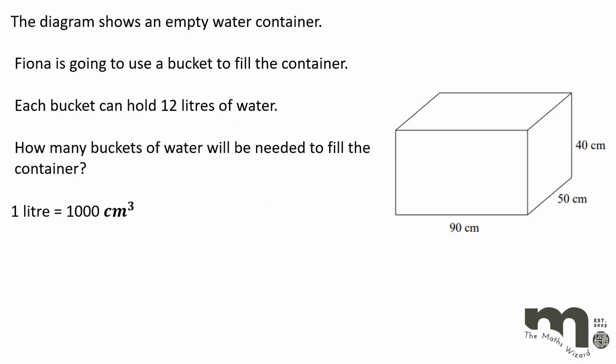Right, next one then, we've got a diagram showing an empty water container. Fiona's going to use a bucket to fill the container. Each bucket holds 12 litres of water. So we want to know how many buckets of water will be needed to fill this container. And you've got this measurement here to help you. So 1 litre is 1,000 centimetres cubed, and they will usually give you that on questions like this.